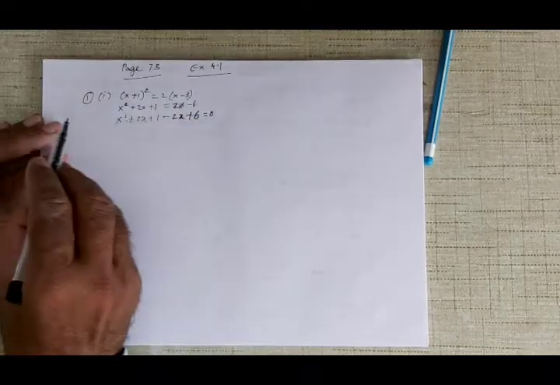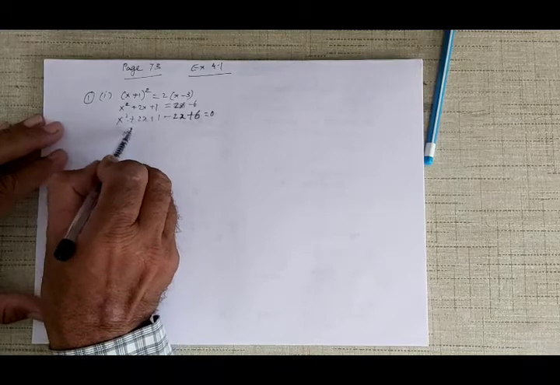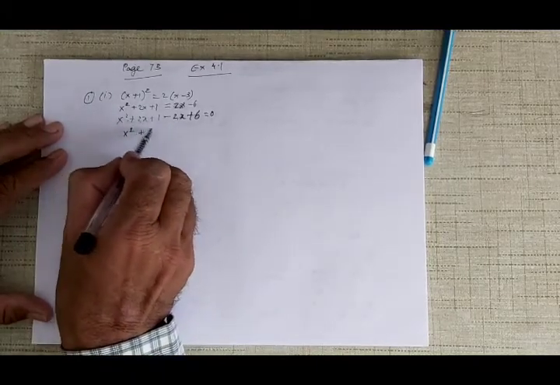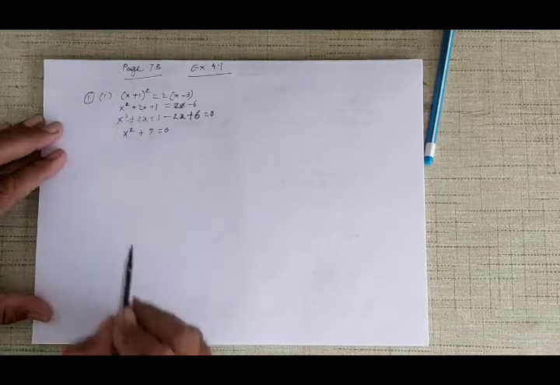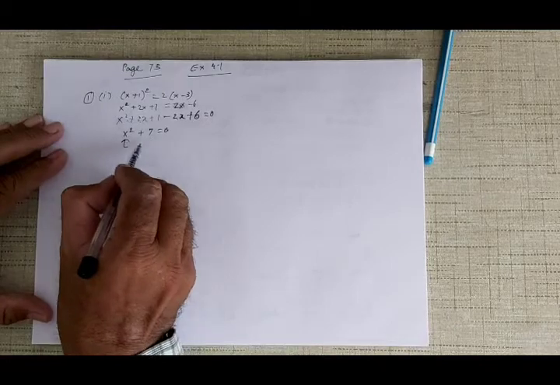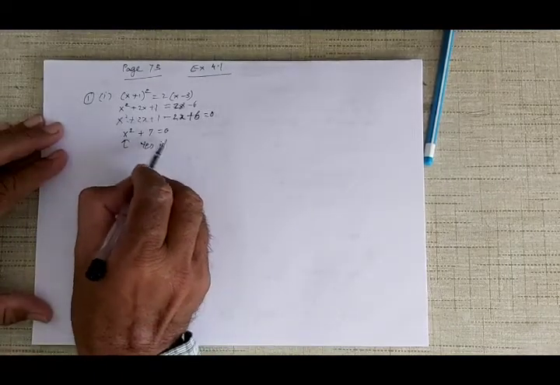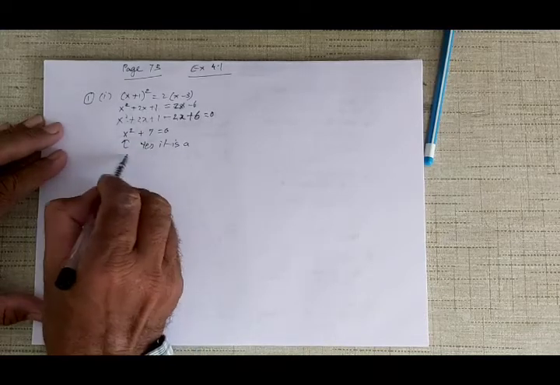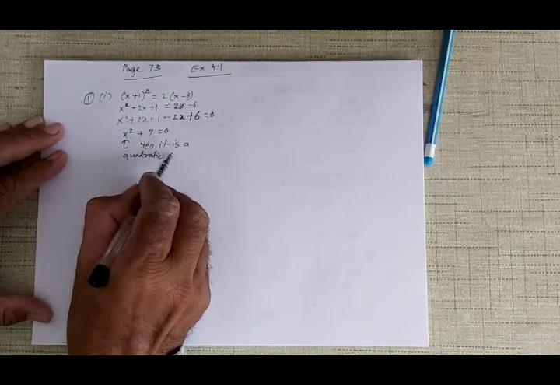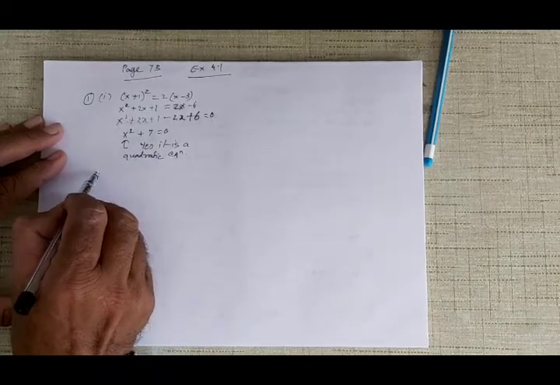Okay. I have taken everything on this side. Now you can see x square will remain as it is. Plus 2x minus 2x will cancel out. 6 plus 1, 7. So we got simplified form. Now what is the power of the variable? X square. So therefore yes, it is a quadratic equation. Now let us take a second case.